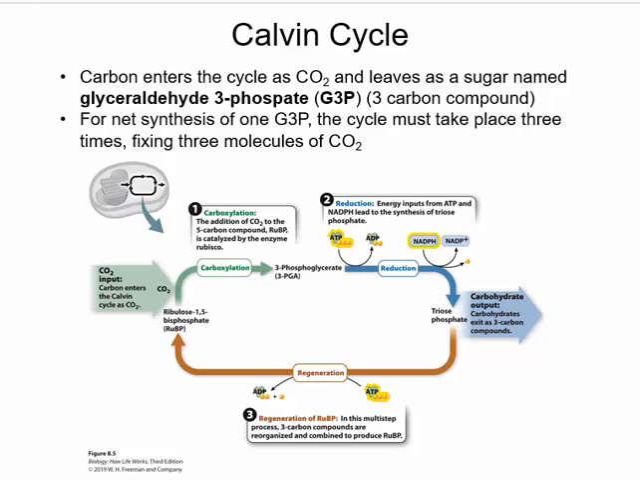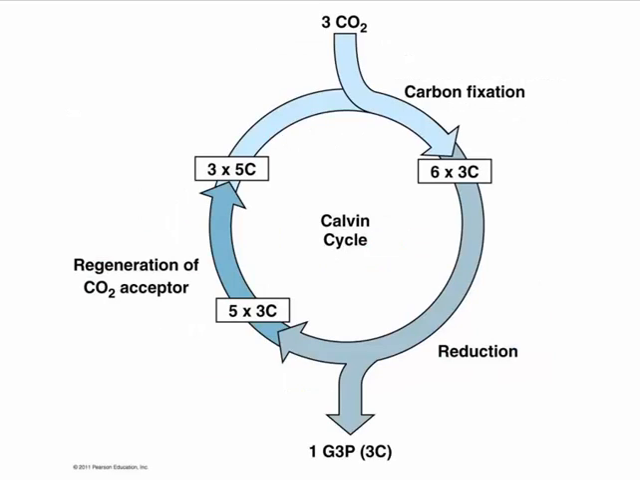So let's look in a little more detail. We'll work our way up here. So here we're reminded that to get one of these G3P molecules, you need 3 CO2, carbon fixation, reduction, and one of these branches off here. And what's left, these other carbon compounds, as we'll see, are used to regenerate that CO2 acceptor, and around it goes. That's why it's a cycle.